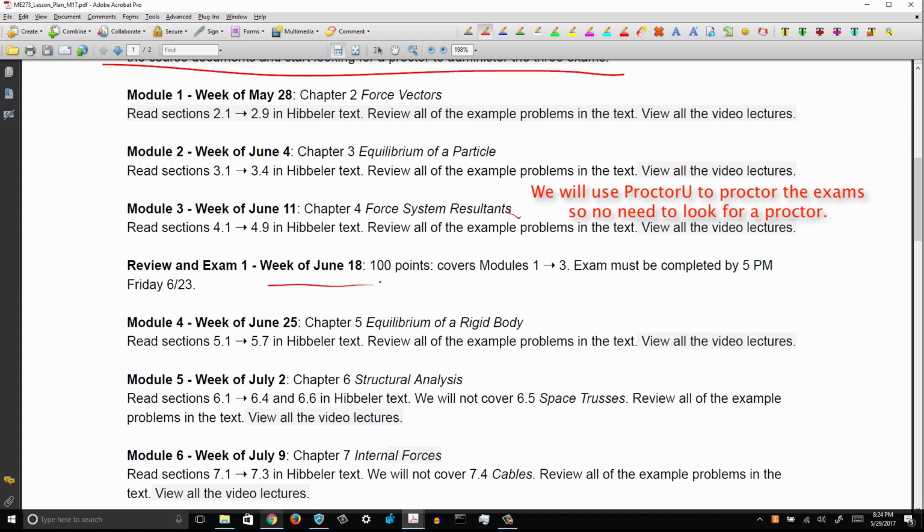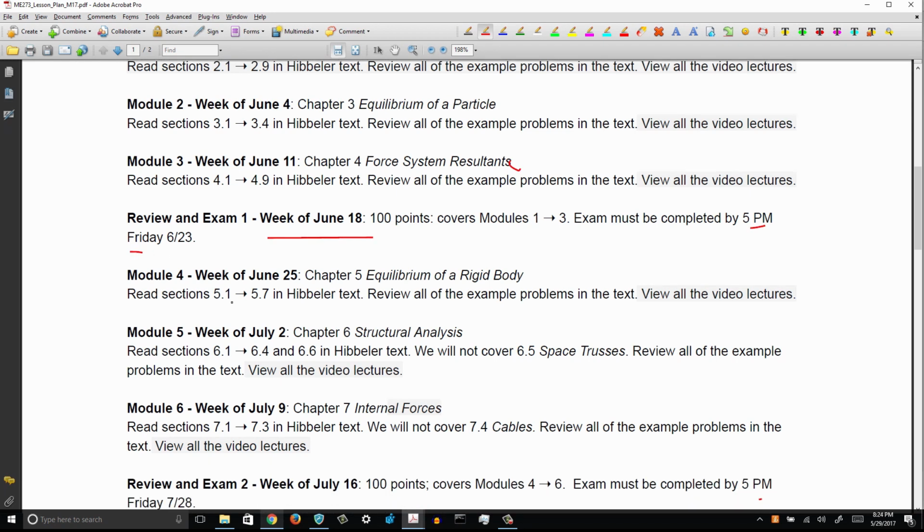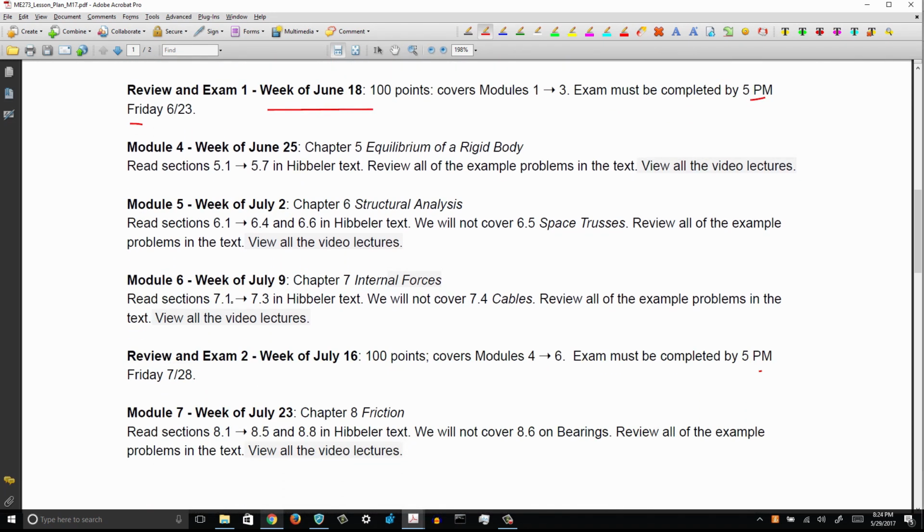Now the week of June 18th we'll have a review and an exam. The exam covers modules 1 through 3, and it must be completed by 5 p.m. Friday, June 23rd. Then we'll do Chapter 5, Equilibrium of a Rigid Body, during the week of June 25th. Week of July 2nd, we'll do Chapter 6, Structural Analysis. And then week of July 9, we'll do Chapter 7, Internal Forces.